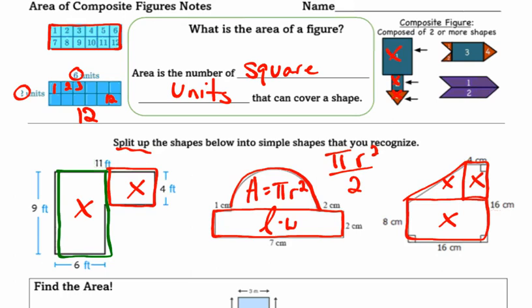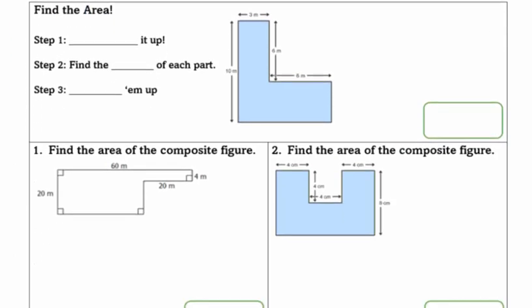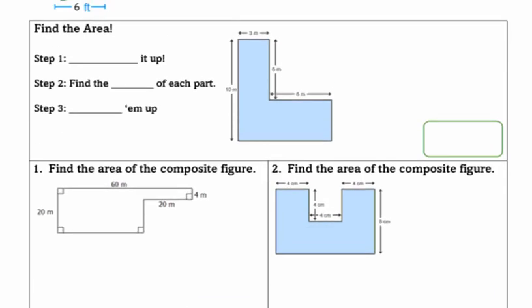That's the whole idea. We're just going to find the area of individual small shapes, simple shapes that we recognize, and then put those simple areas together. So first thing we have to do is split the shape up. So I'm just going to cut this here, creating a rectangle on the bottom, and a rectangle on the top. I'm going to find the area of each part, so let's work on that part next.